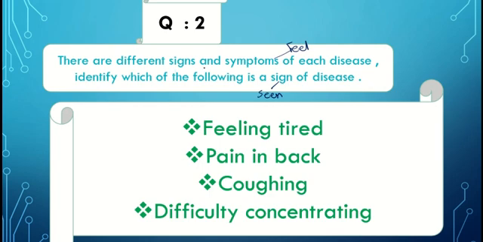There are different signs and symptoms of each disease. Identify which of the following is a sign of disease. Sign, seen. Feeling tired, of course not. Pain in back, or coughing, or difficulty concentrating.